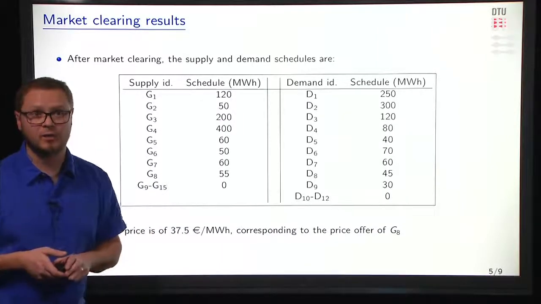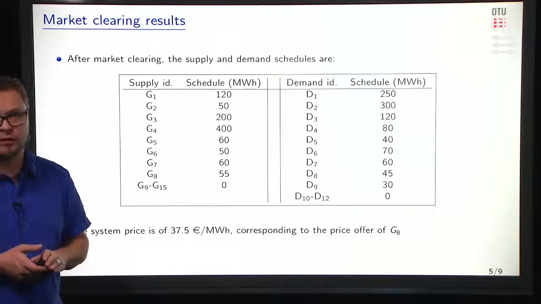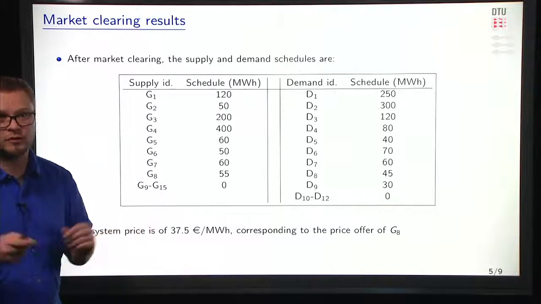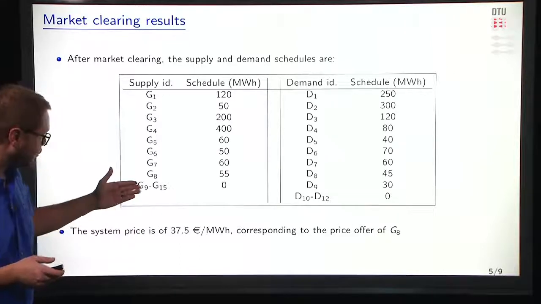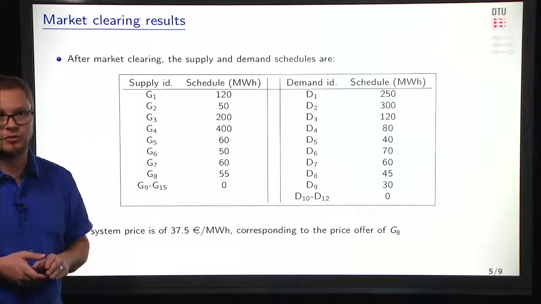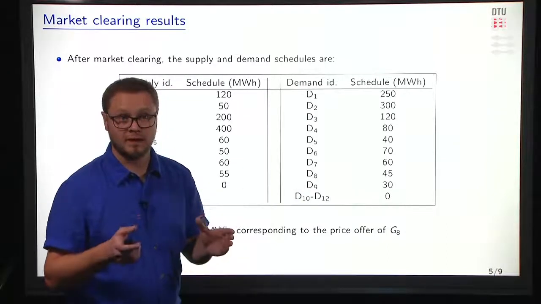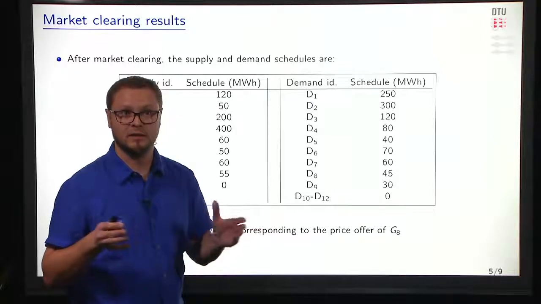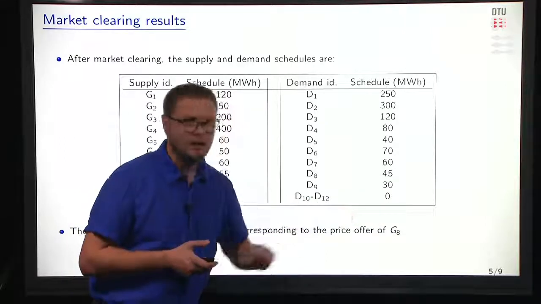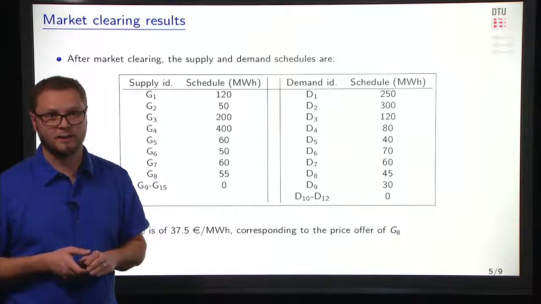The schedule now is what we got out of our market clearing. Remember that the first 8 supply offers were accepted, with the last one from G8 partially scheduled, so not the full amount that was originally offered is scheduled. And for the last suppliers, the amount is 0. That means they are not going to supply energy through the market. On the demand side, D1 through D9 were fully accepted. So that means they can consume the amount of energy they originally offered to consume through the market. And D10 to D12 are scheduled to 0. That means they are not going to consume any amount of energy through the market.